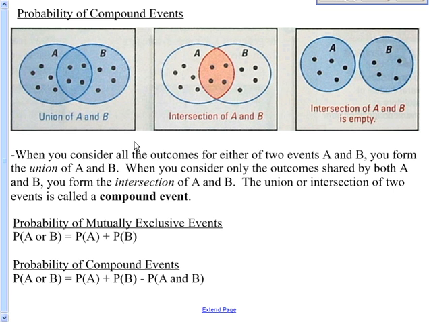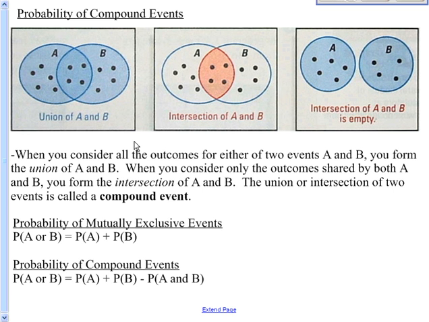Okay, so if you look in here at these diagrams, these images, and that paragraph below, when you consider all the outcomes for either of two events, A and B, you form the union of A and B. Can you see the union here on the left-hand side in blue? That's the union. So all of A and all of B there.